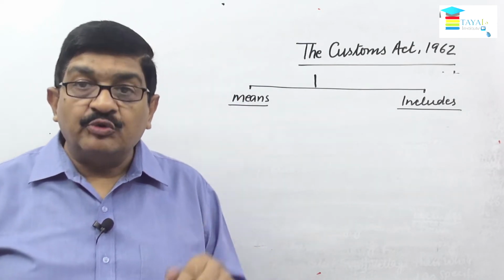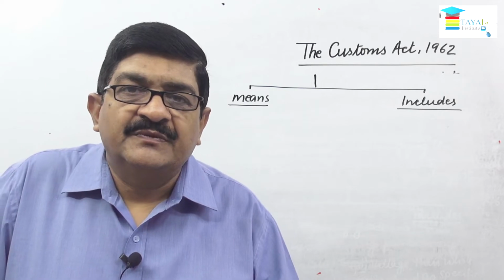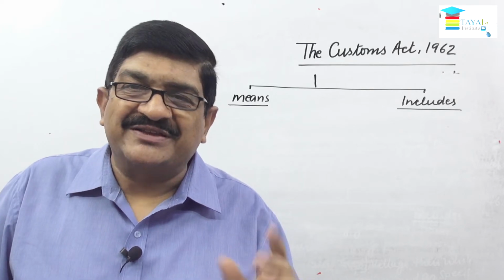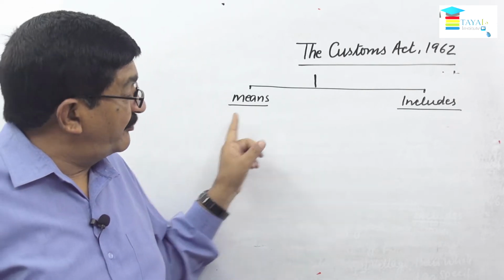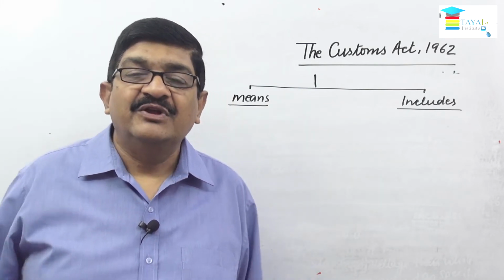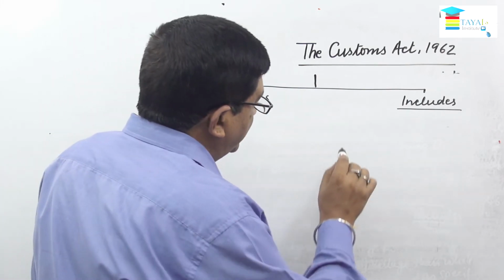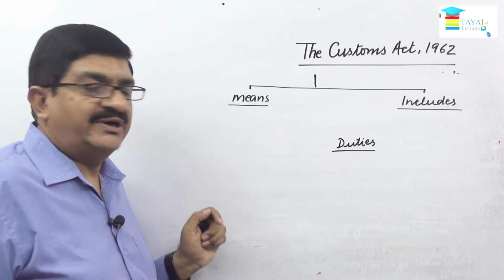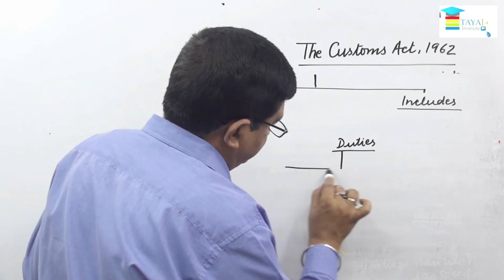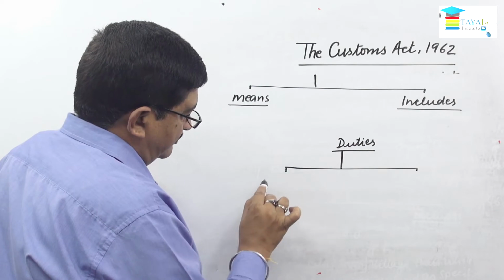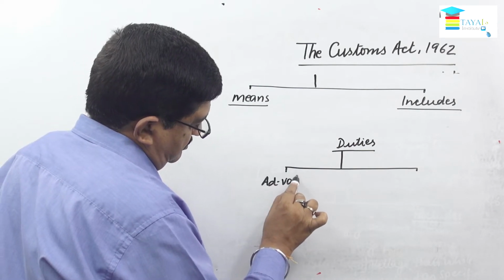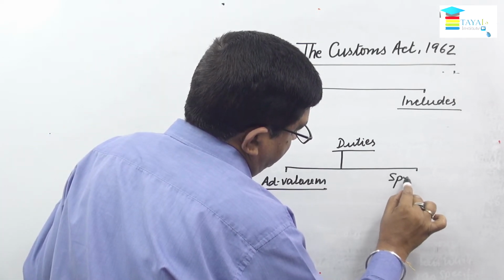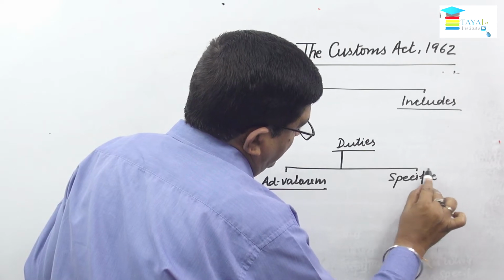Now, the amount of duty is based on two things: whether duty is ad valorem or duty is specific. Even before explaining this, I am giving you something more to understand. You can take a note in the side somewhere. Okay, so duties, this is not the part of the main chart, right? The duties can be ad valorem or it may be specific.